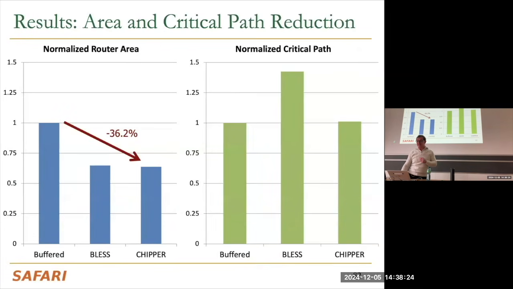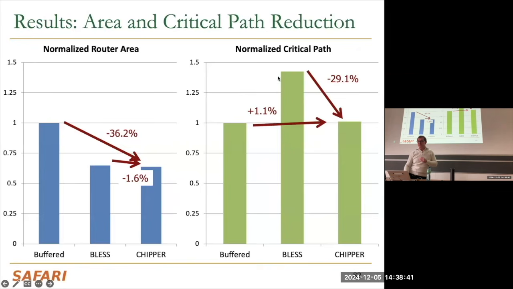So this is the router area compared to, again, buffered, we get significant area savings, similar to BLESS, as you can see, but we save area a little bit more. The key improvement over BLESS is the critical path base. Now we can reduce the critical path significantly. Clearly, this is a trade-off, as I said. You can actually reduce the critical path of BLESS by increasing the router area significantly, but that's another design point.